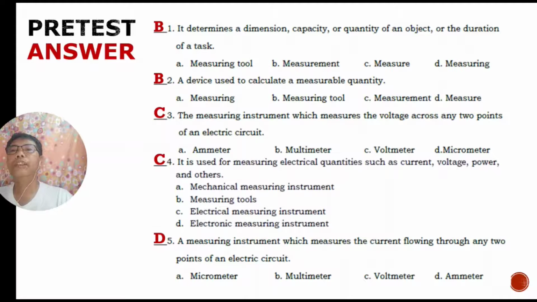Now for the answer, letter B, number 1. That is measurement. Number 2, letter B also, that is measuring tool. Number 3, letter C, that is voltmeter. Number 4, letter C, electrical measuring instrument. And letter D for number 5, that is ammeter. Okay, who got the correct answer?